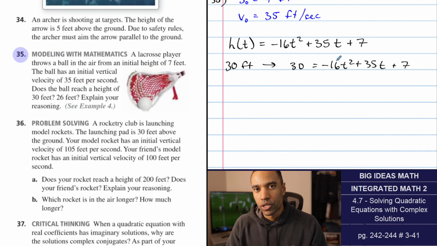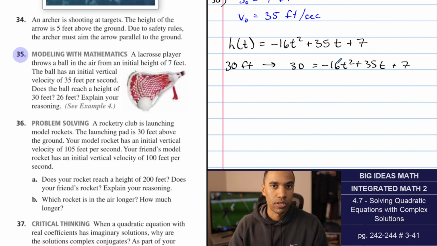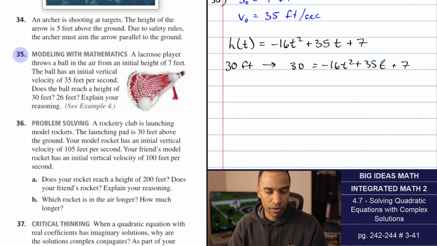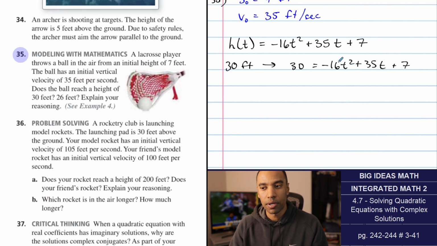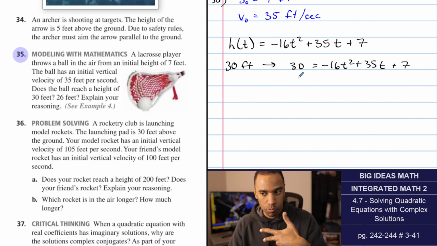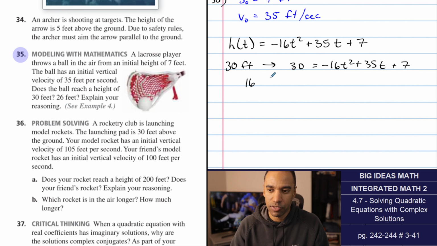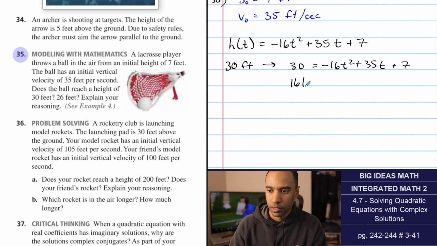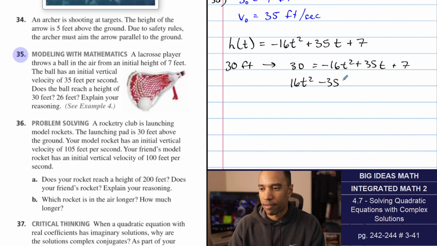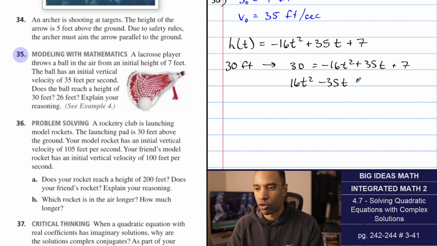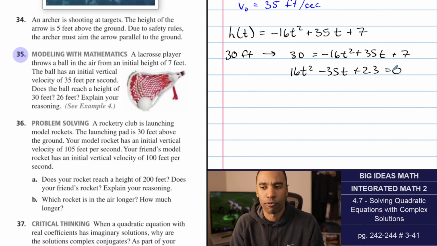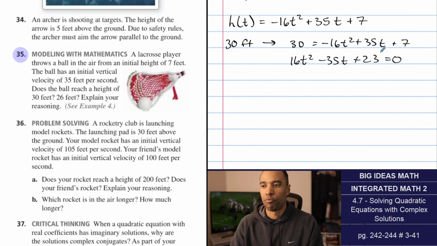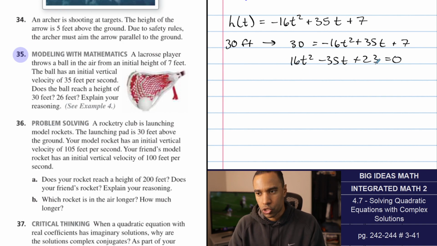I'm not going to do the whole quadratic formula, but I am going to do the discriminant portion. And in order to do either of those, you have to set this equal to 0. So I'm going to move all these things over to make this positive. So I'll have 16t squared minus 35t, and then subtract the 7 over, you get 23. I've done this a lot in previous sections. It's all about the discriminant.